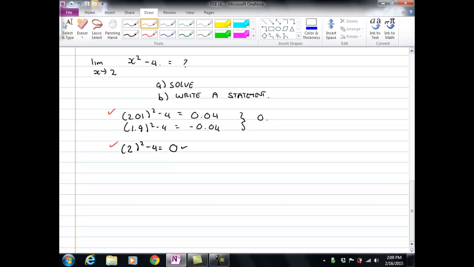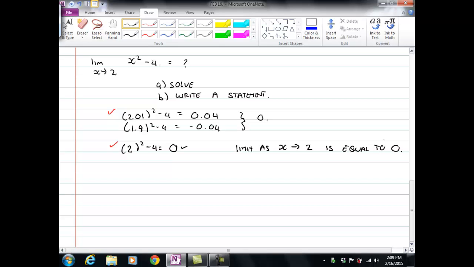Nothing wrong with this. Annika, what's the statement for this? The limit as x approaches 2 of the function equals 0. That's fine. Okay, is equal to 0.